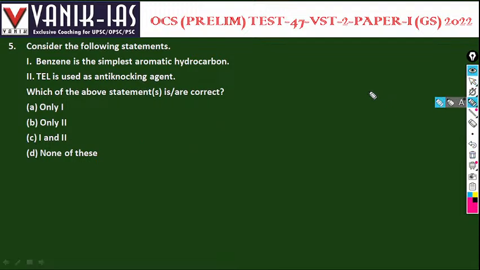Consider the following statements. Benzene is the simplest aromatic hydrocarbon. PEL is used as anti-knocking agent. Remember, yes. This question is also asked in SSC. Once they have asked.